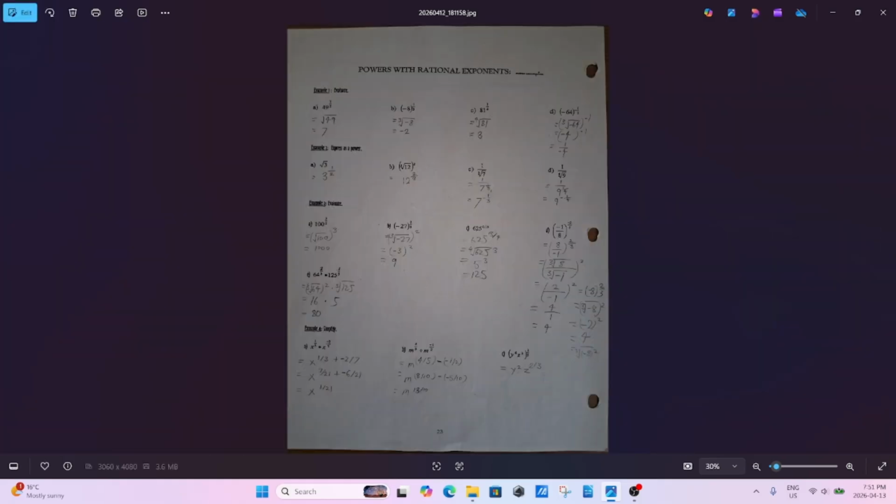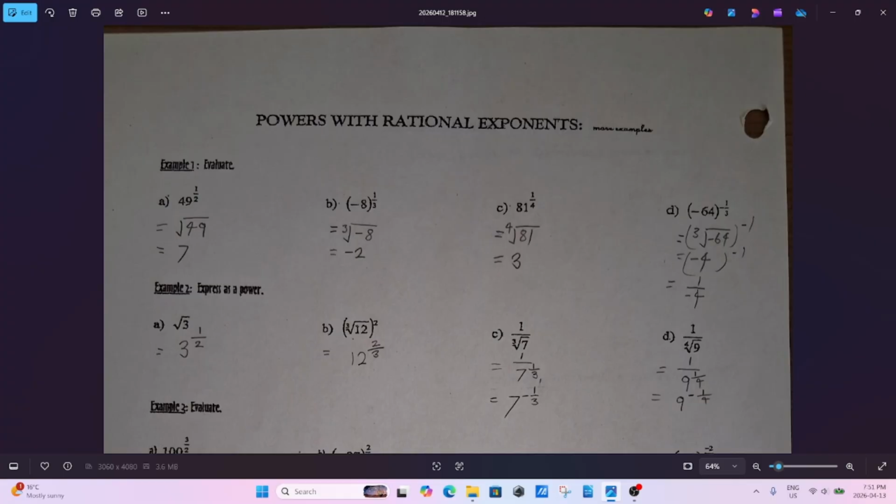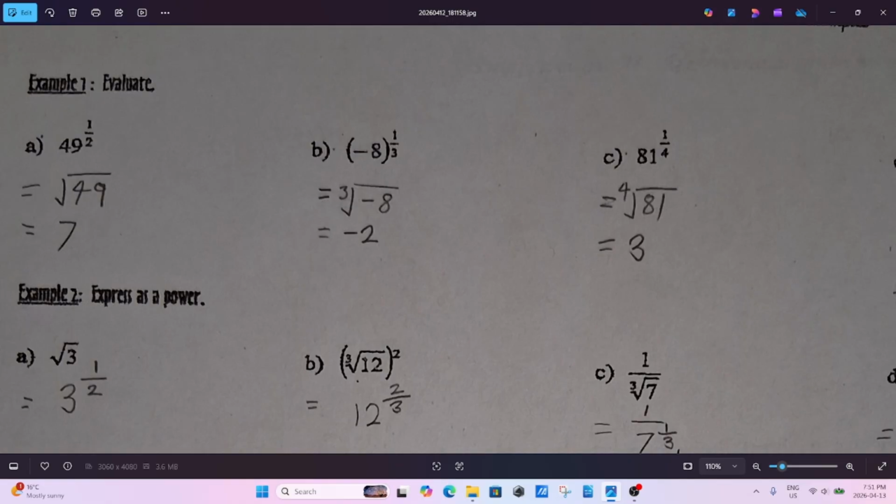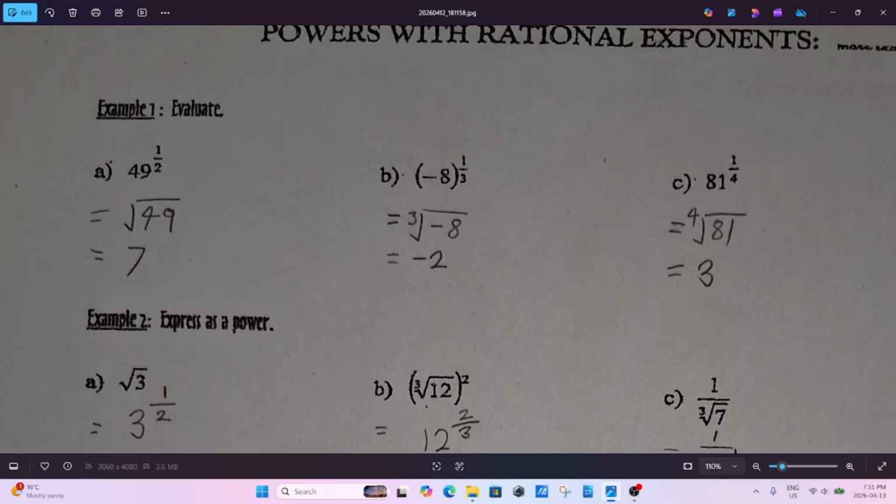So more powers of rational exponents. Question 1a, evaluate. 49 to the 1/2 is just the square root of 49, which is equal to 7. Question b, negative 8 to the 1/3 is just the third root of negative 8, which is negative 2. Question c, 81 to the 1/4 is just the fourth root of 81, which is equal to 3.